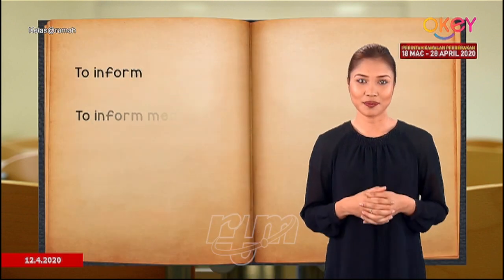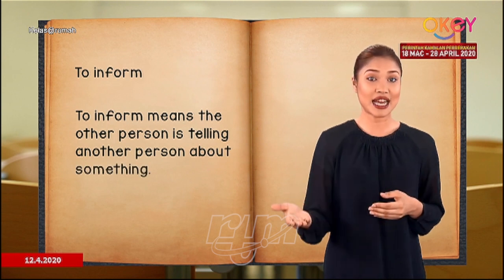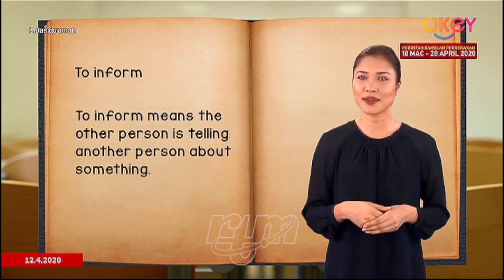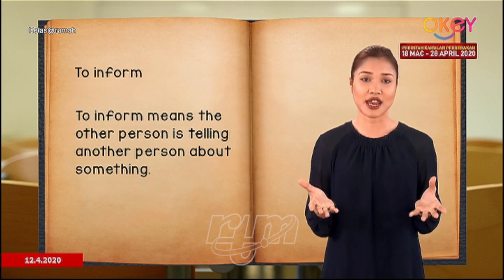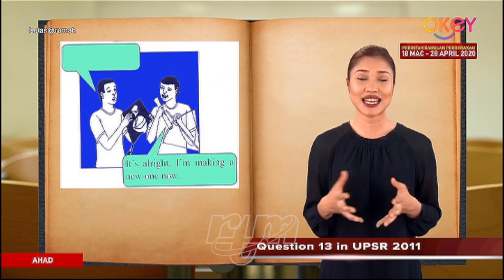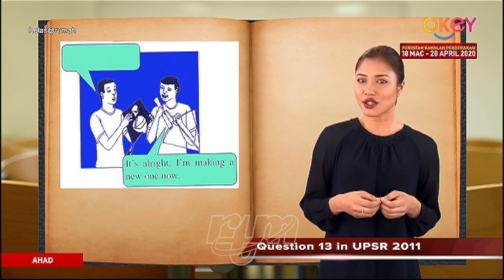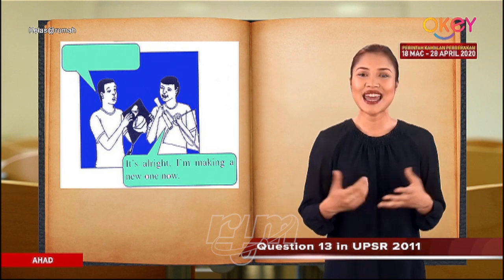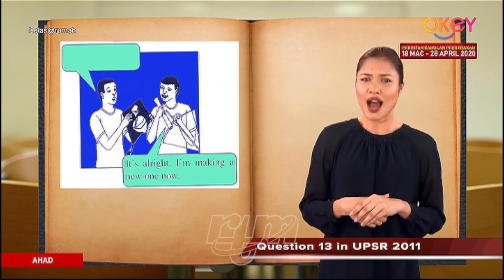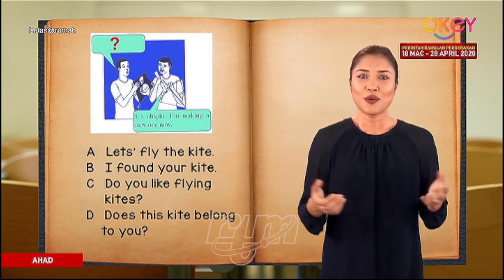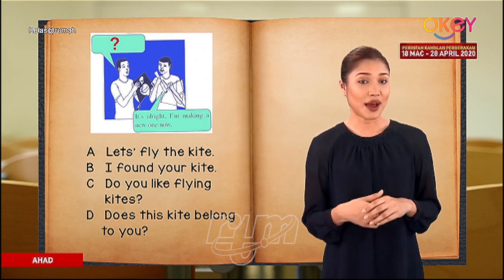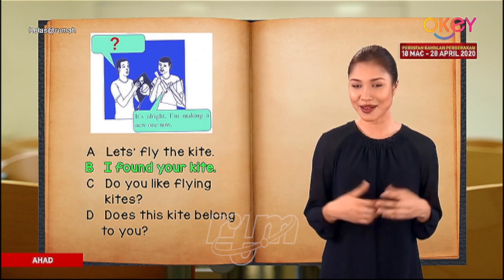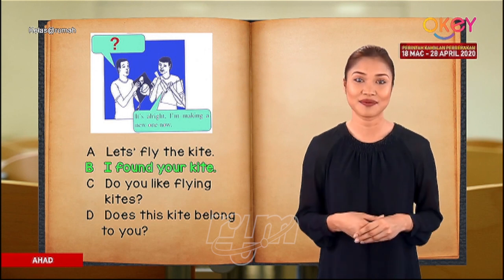Revision. Now let's do some revision for these commonly asked social expressions. To inform. To inform means the other person is telling another person about something. It is usually a general statement or information. For example, question 13 in 2011, a person is holding a kite, while another person is holding some sticks and paper. The second person said, "It's all right, I'm making a new one now." Which is the best statement to inform the other person about the kite? The answer is B, I found your kite.